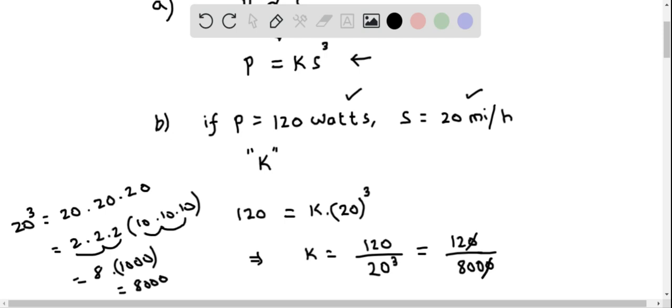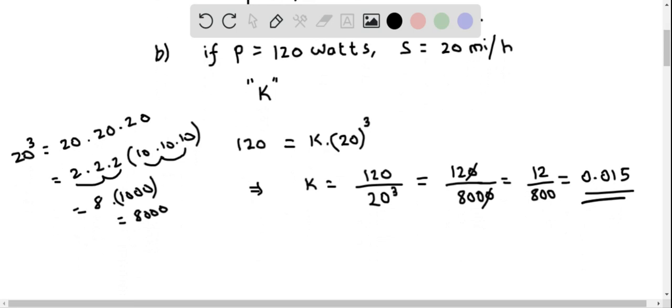We can simplify this. This equals 12 over 800, and in terms of decimal, it is equal to 0.015. Therefore, the value of k equals 0.015.